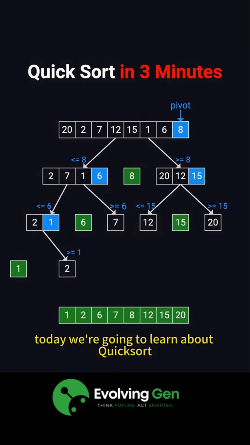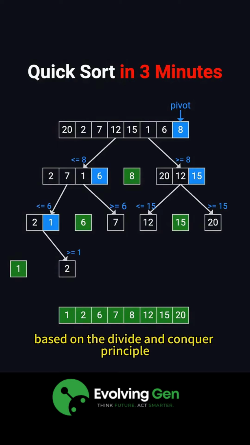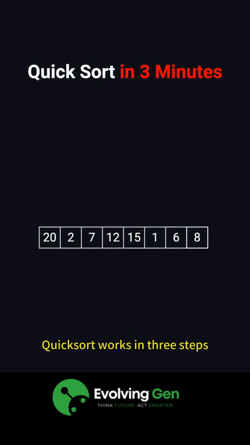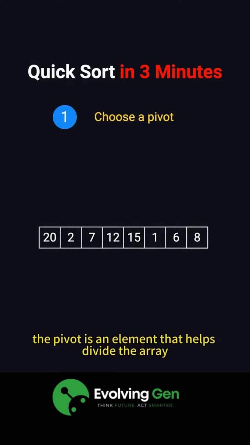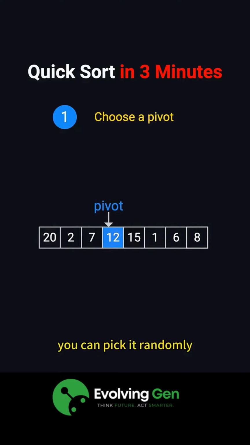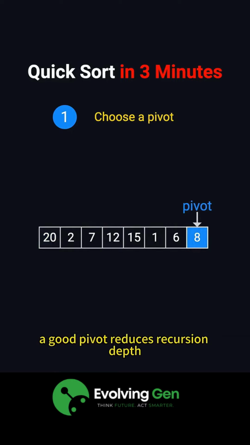Today, we're going to learn about Quicksort, a fast and efficient sorting algorithm based on the divide and conquer principle. Quicksort works in 3 steps. First, choose a pivot. The pivot is an element that helps divide the array. You can pick it randomly or use the first or last element. A good pivot reduces recursion depth, making sorting faster.